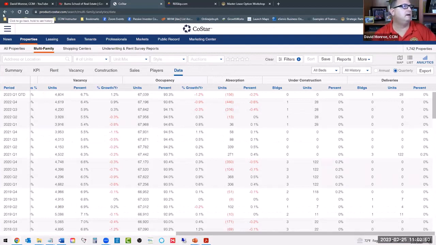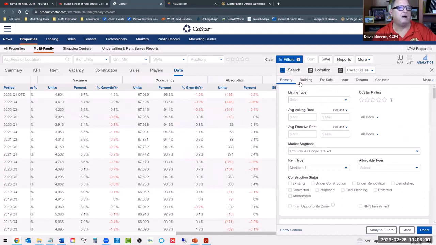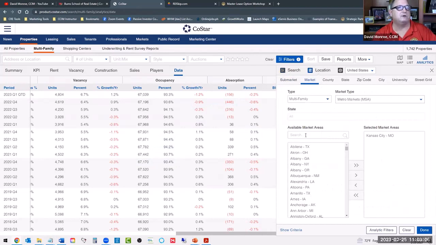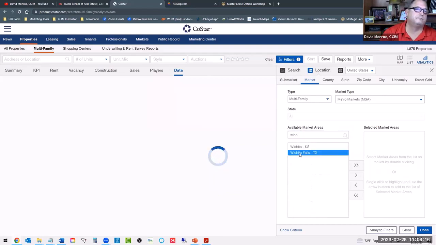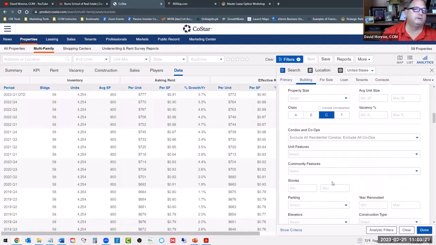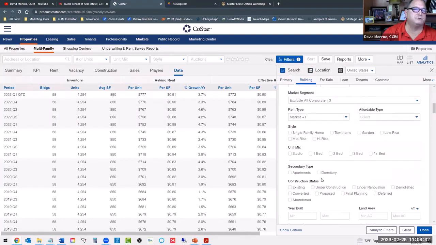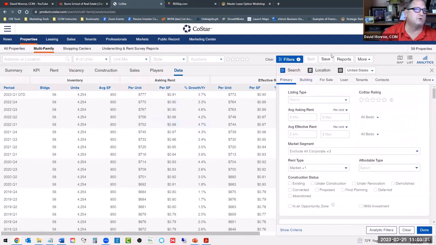And I want to go back to Wichita Falls, because there's going to be a ton of properties available in CoStar, and I don't want to look at that, right? Or in Kansas City. So I'm going to go back to Wichita Falls. And 59 properties. Well, let's go back to our search criteria and get rid of Class C. Actually, you know what? I'm just going to do C. So we're just going to look at Class C properties. There's a total of 59 of them.